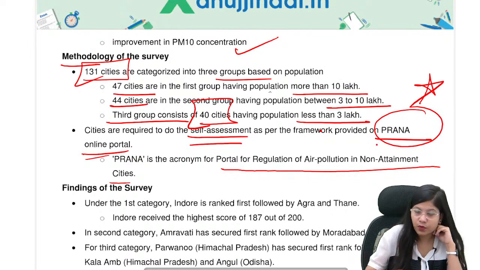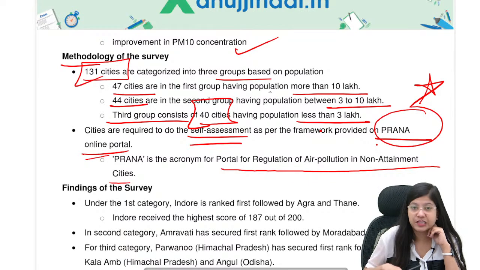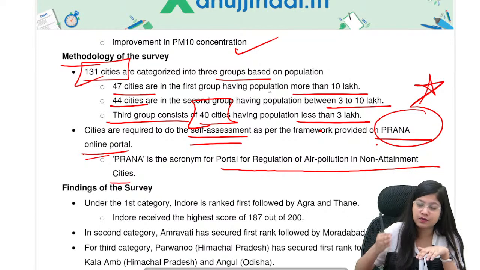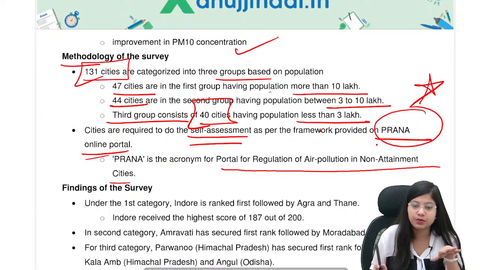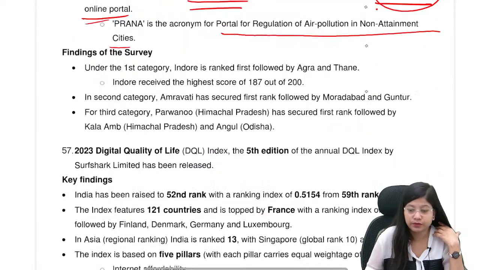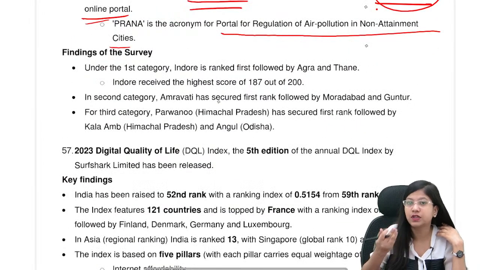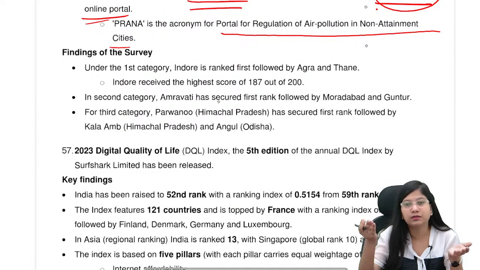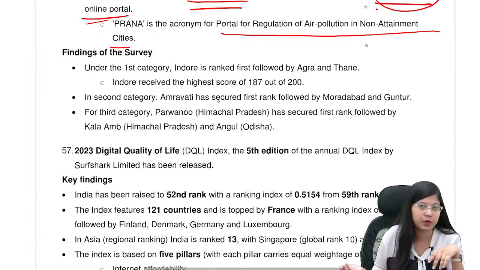When was it launched? What are the specific modules on the portal, and whatever the nitty-gritties are with respect to this portal, please read about it because it is in the news. And all these indices were released from January to September only. So there are high chances that a question on the PRAN portal will be asked in the exam.